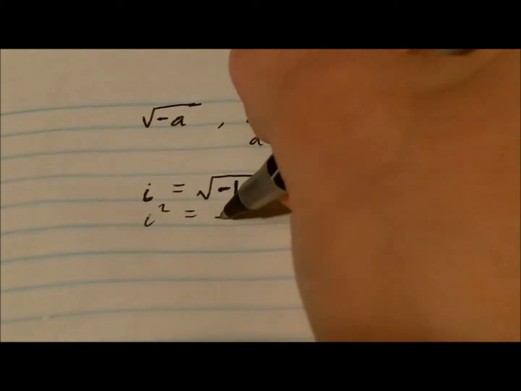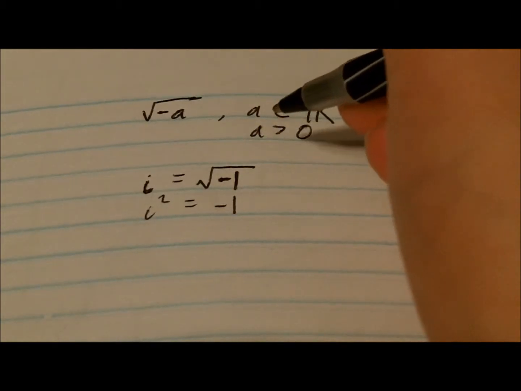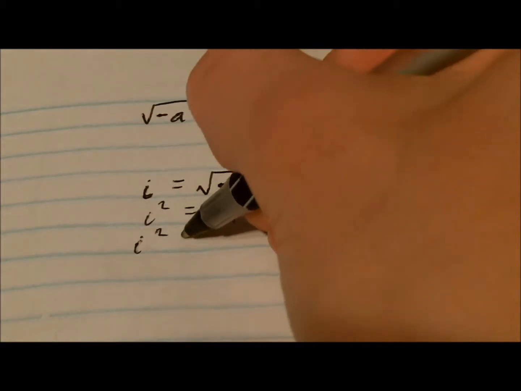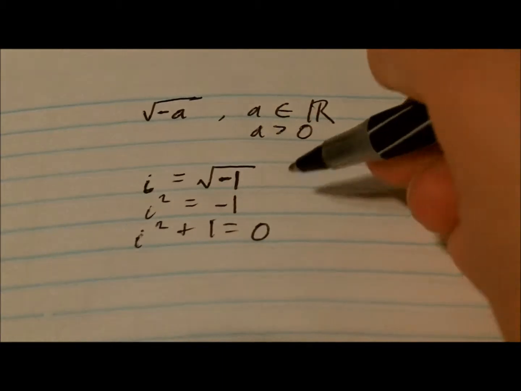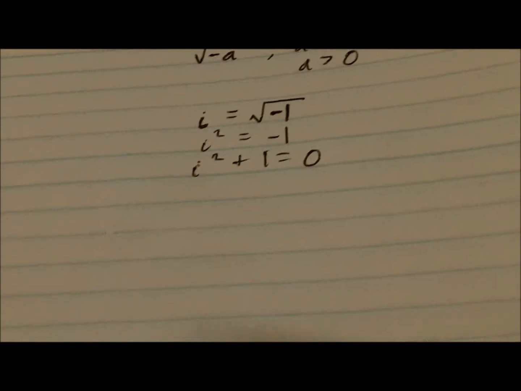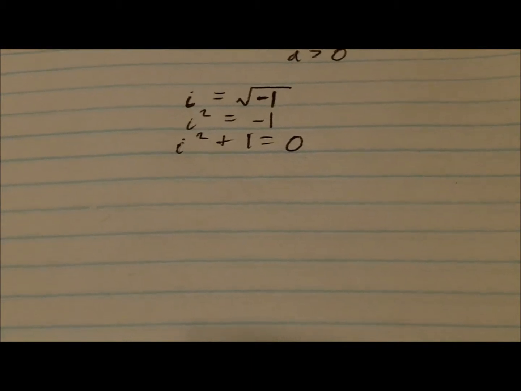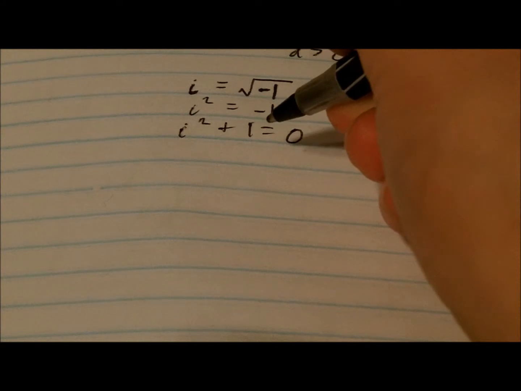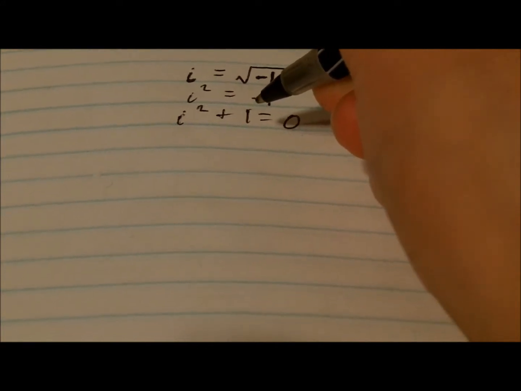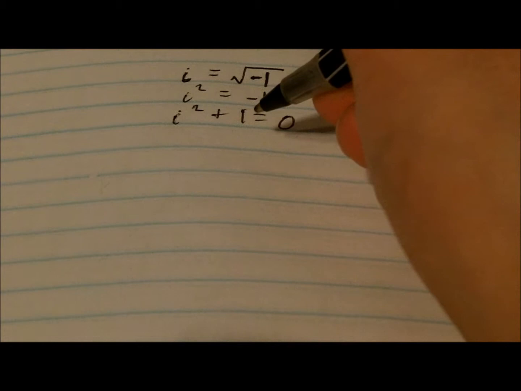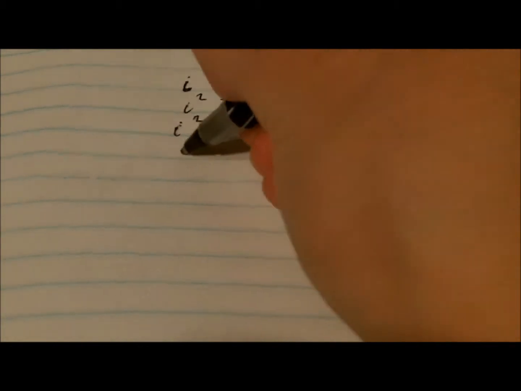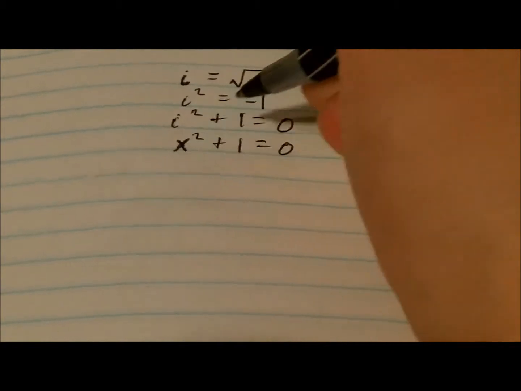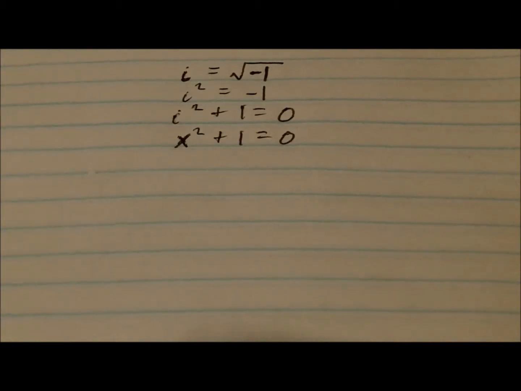So I said i squared equals -1, and that's all fine. Now if we add 1 to both sides, just for fun, we can say i squared plus 1 equals 0, right? So if you think about it, what this solves is the equation x squared plus 1 equals 0.